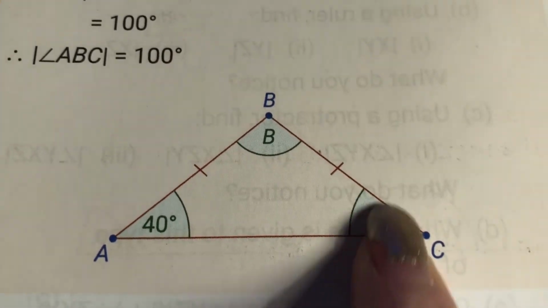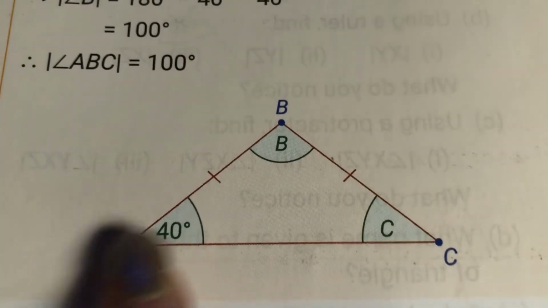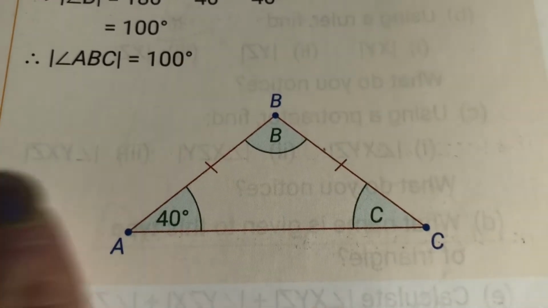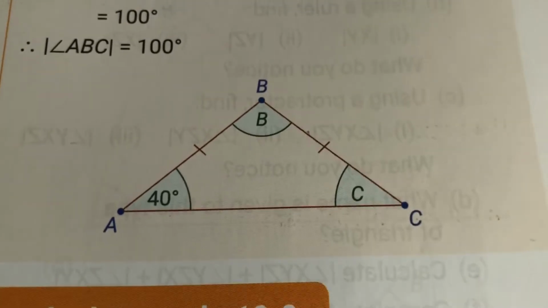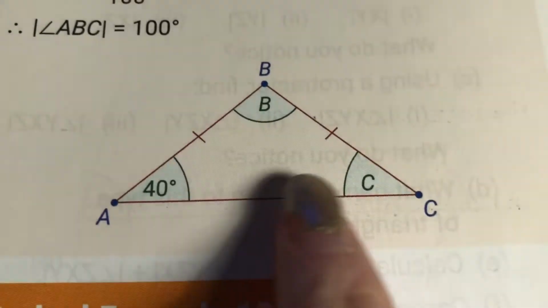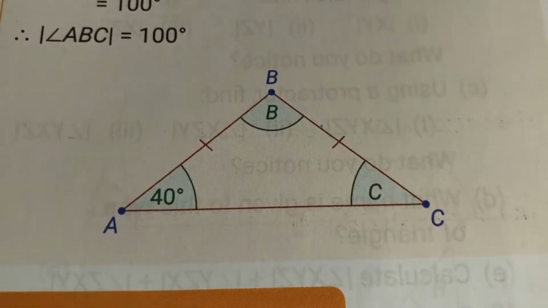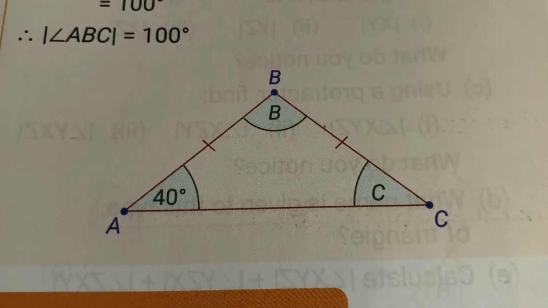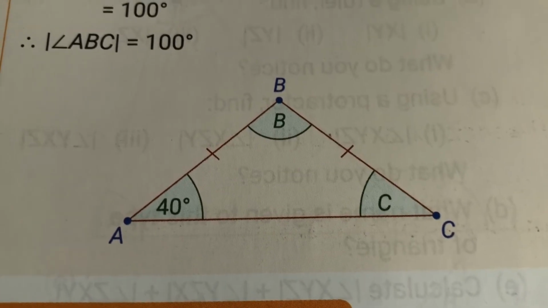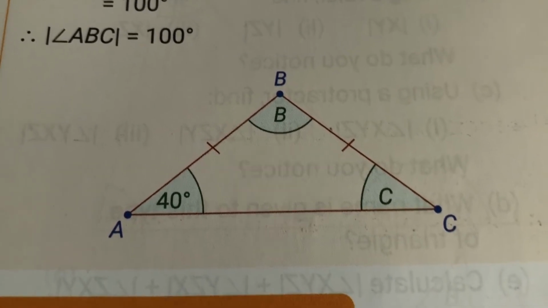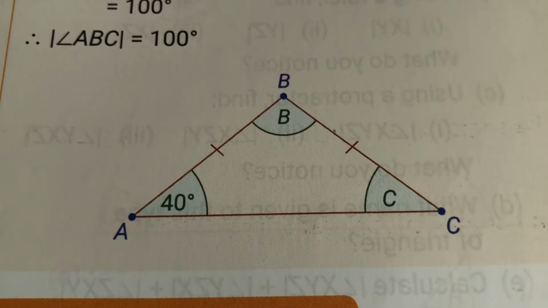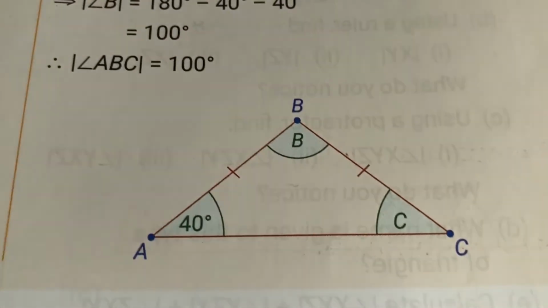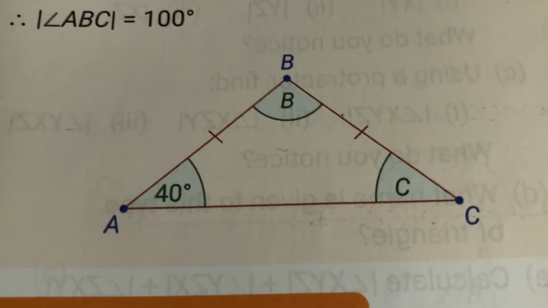We know that C is now 40 degrees. And once we have two angles, we can work out our third by taking the sum, the total of those two angles that we have. So 40 and another 40, because these two must be the same. 40 plus 40 is 80. If we take that away from the complete total for the three angles, 180, then that tells us that angle B, or angle ABC as it was given in the question, is 100 degrees.